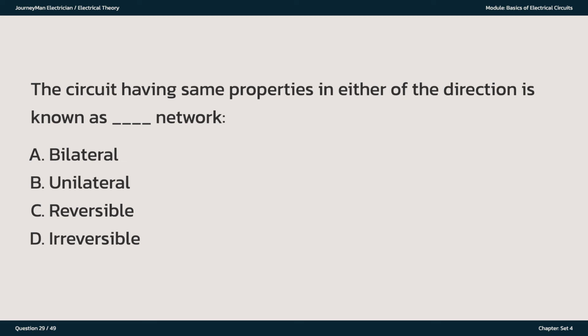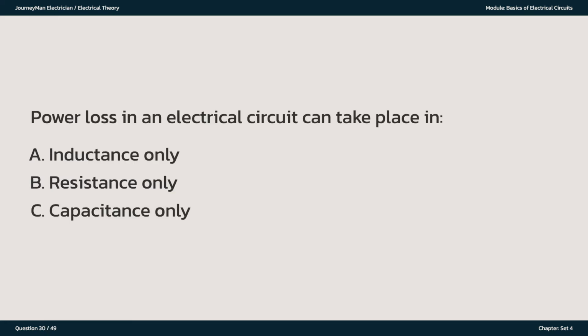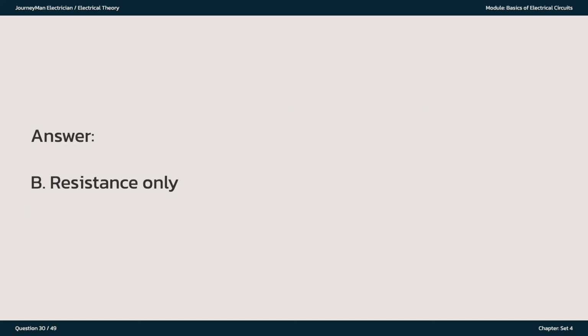The circuit having same properties in either of the direction is known as network. A. Bilateral. B. Unilateral. C. Reversible. D. Irreversible. The answer is A. Bilateral. Power loss in an electrical circuit can take place in: A. Inductance only. B. Resistance only. C. Capacitance only. The answer is B. Resistance only.